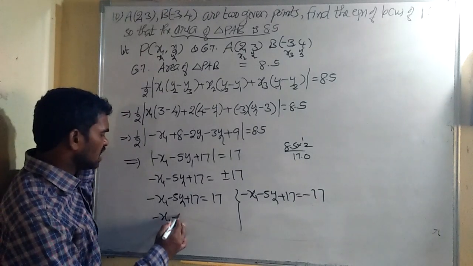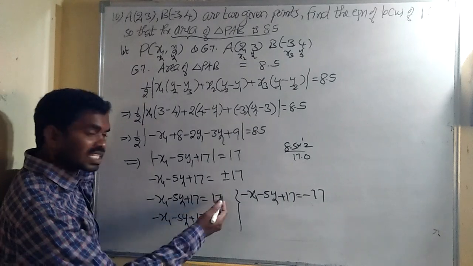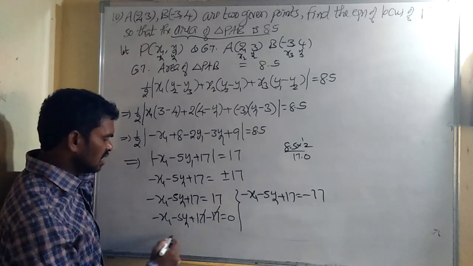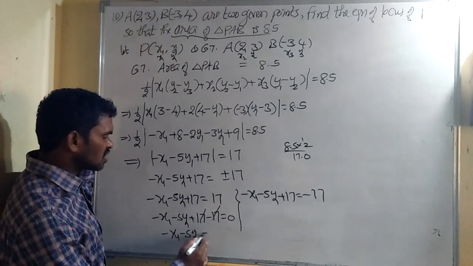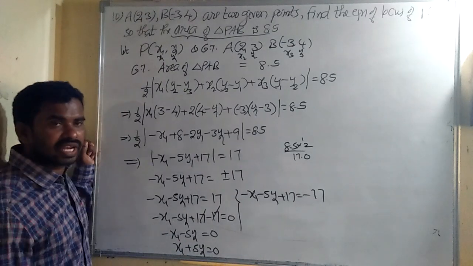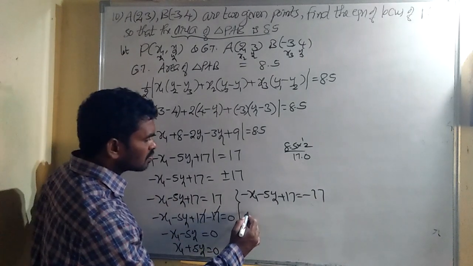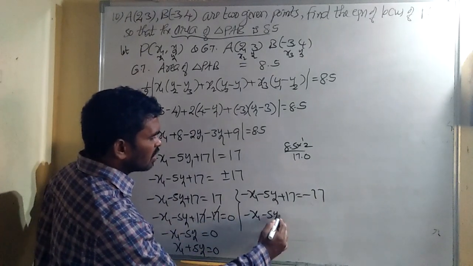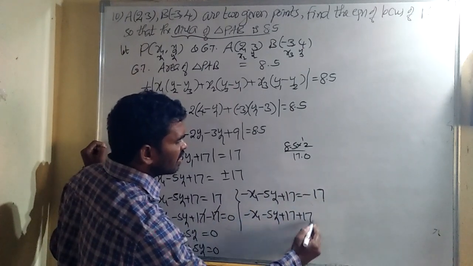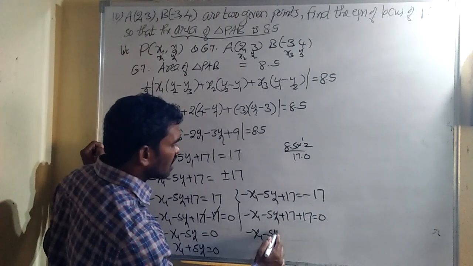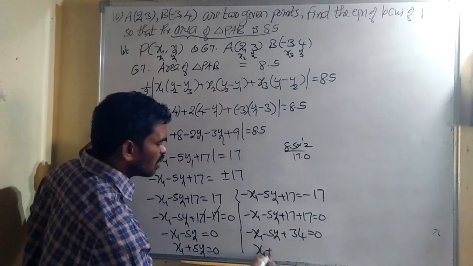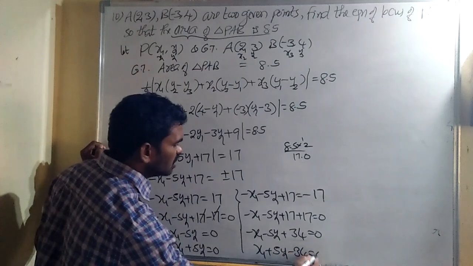So minus x1 minus 5y1 plus 17, bring left side, becomes minus 17. So minus 17 plus 17 gets cancelled. So we get minus x1 minus 5y1 is equal to 0. So take out minus common. x1 plus 5y1 equal 0. Okay, now one condition, and the other condition is minus x1 minus 5y1 plus 17. Minus 17 bring left side. This is minus 17, so it becomes plus 17 is equal to 0. So minus x1 minus 5y1, 17 plus 17 how much? 34 equal 0. If you take out minus common, we get x1 plus 5y1 minus 34 is equal to 0.